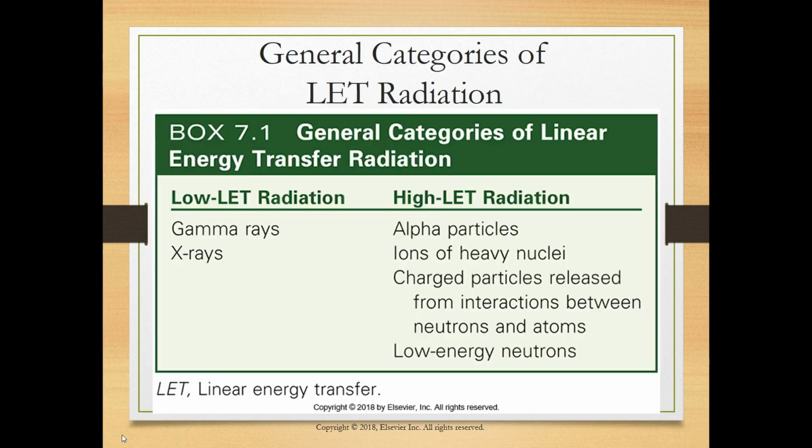Okay, this next slide just shows you the types of low LET radiation, which are gamma rays and X-rays. And remember, those have a value from about 0.2 to 3 kiloelectron volts per micron. Okay, and then the high LET radiation, which has that value once again of 10 to 200 kiloelectron volts per micron. And the types of that are alpha particles, ions of heavy metals, things like that.